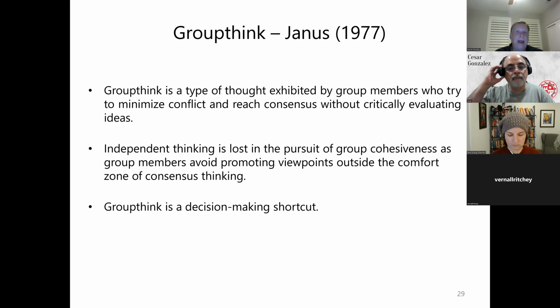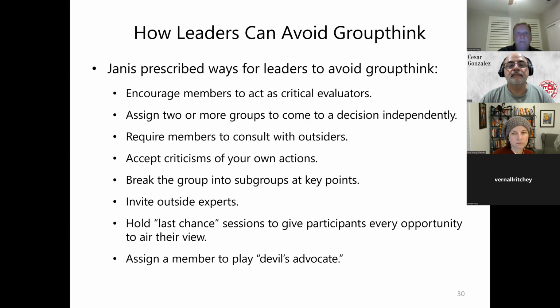But in groupthink, what happens is you have a group of individuals who stifle creativity. They try and minimize conflict and reach consensus without evaluating different ideas. They shut down other ideas and focus only on the ideas that they share as a group. It really cuts out independent thinking. It's very much a decision-making shortcut.